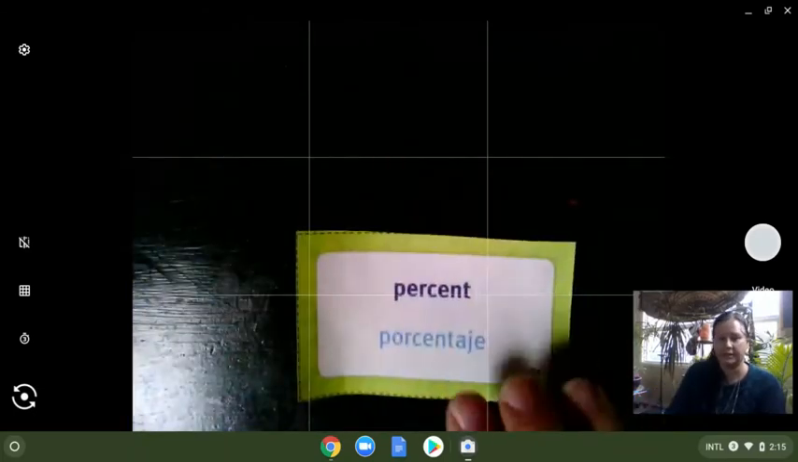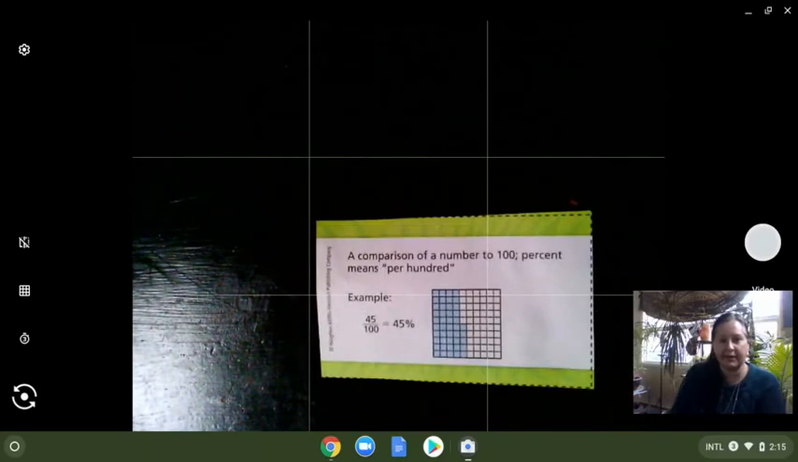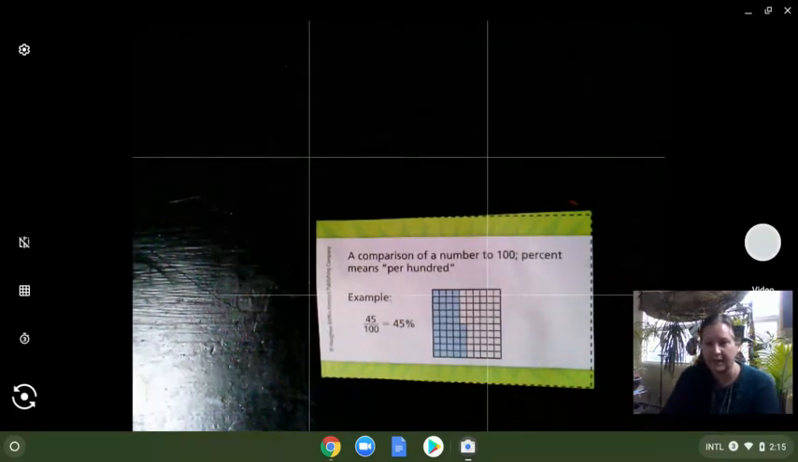All right, the next word is percent. A percent is a comparison of a number to 100. A percent means per 100. So here we have 100 squares, and we have 45 of them filled out. So we have 45% of the whole filled in there, or shaded in. So a percent is how many out of 100.